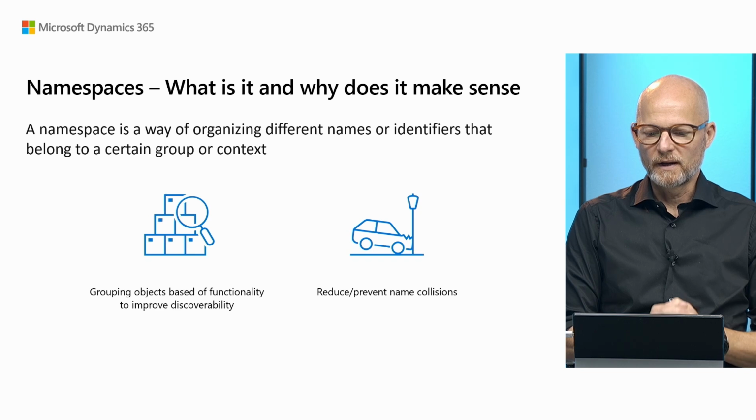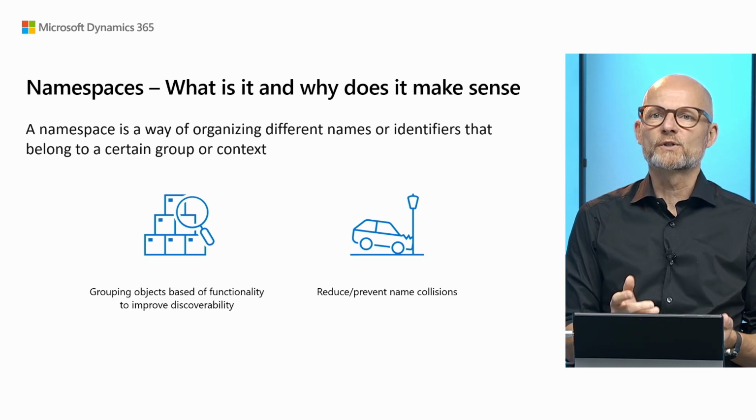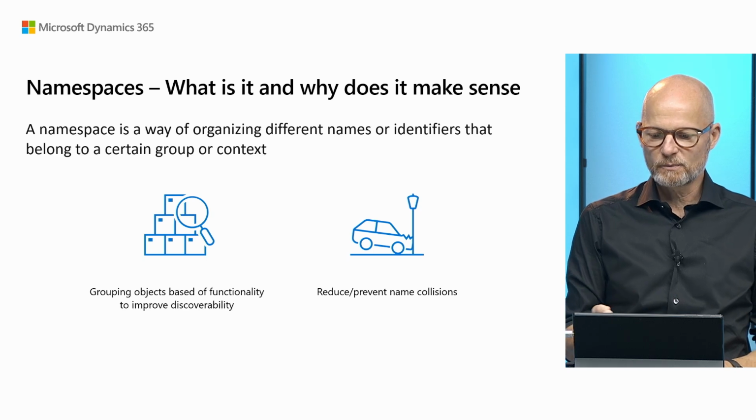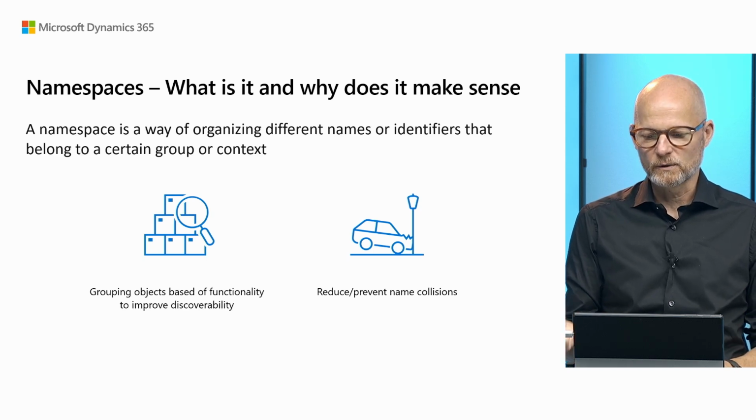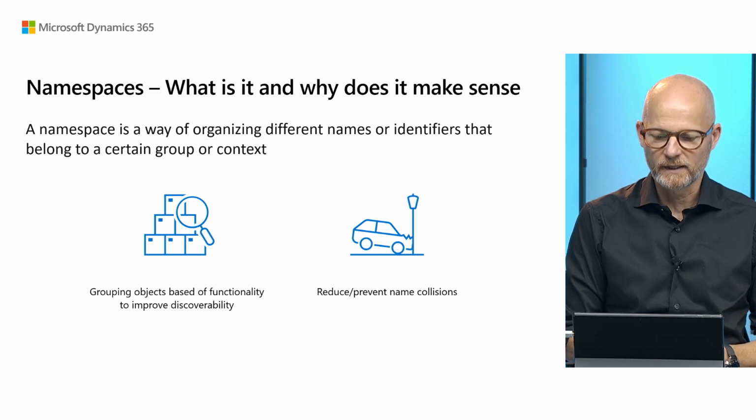As humans, we tend to structure information in a hierarchical system. Think about the file system on your computer. An example from our world would be the customer table. The customer is an entity that you sell to. It makes sense to put that in a namespace called sales together with all other AL objects related to selling.